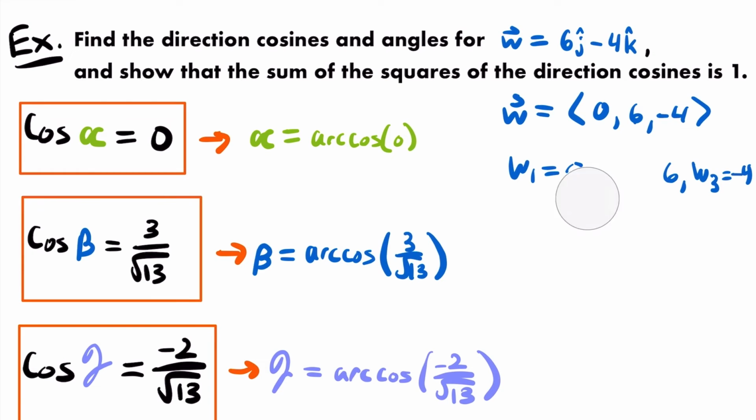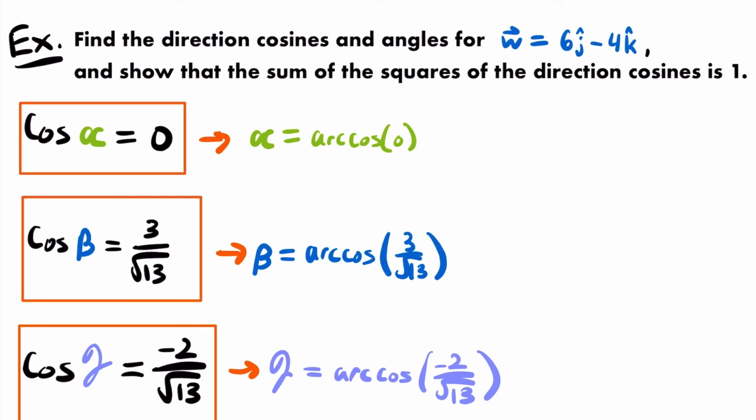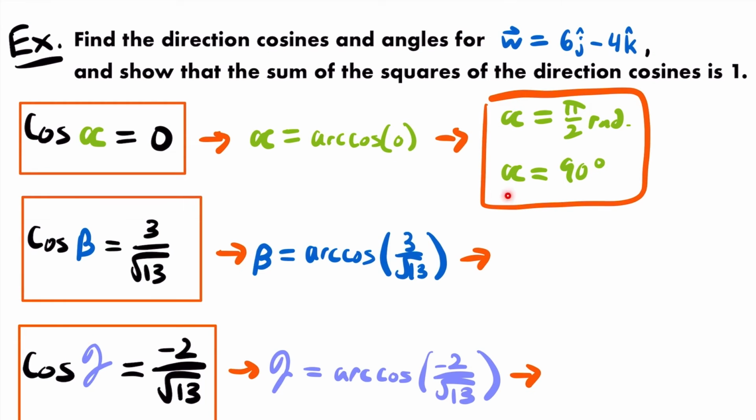All right, and then what we want to do is plug each of those inverse cosine functions into our calculator, and that will give us each of those direction angles. So if we do that, we will find that in radians, alpha will be equal to pi divided by 2. That's a pretty nice one, and you might have this memorized, but in degrees, that is the same as 90 degrees. That is an exact angle right there. That was a pretty nice one. Alpha is just equal to pi divided by 2 radians, or 90 degrees.